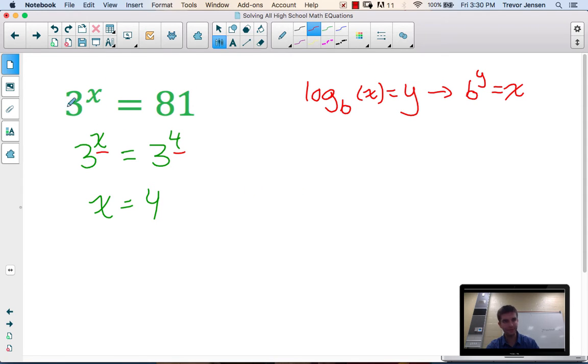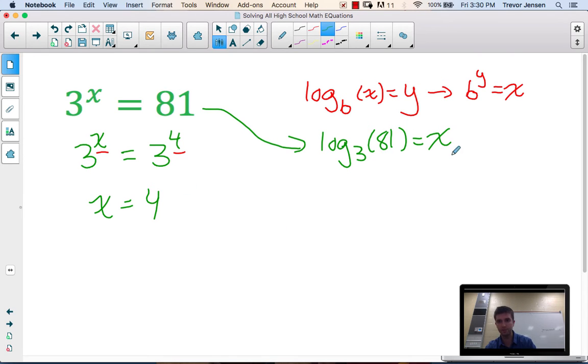So I could rewrite this in logarithmic form. I'm trying to figure out what exponent I put on 3 to get 81. So in logarithmic form, using the rule, log base 3 of 81 equals x. This would help me solve for x. What exponent, x, do I put onto 3 to get 81?